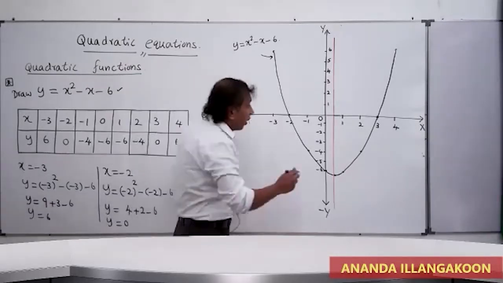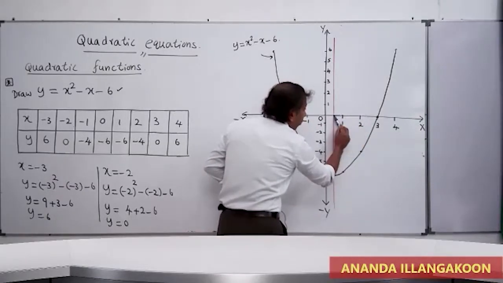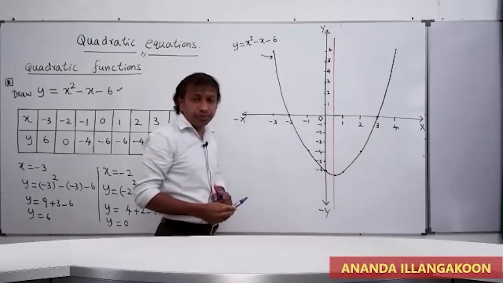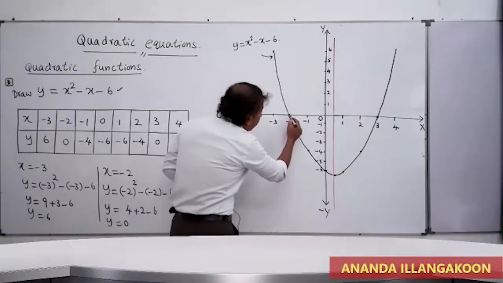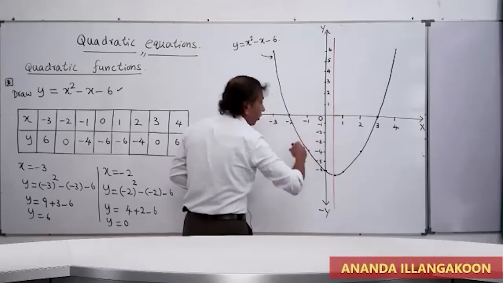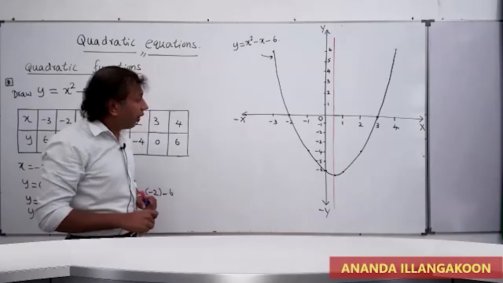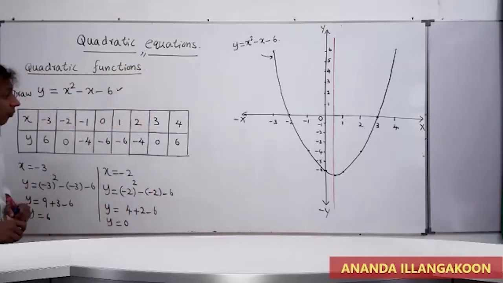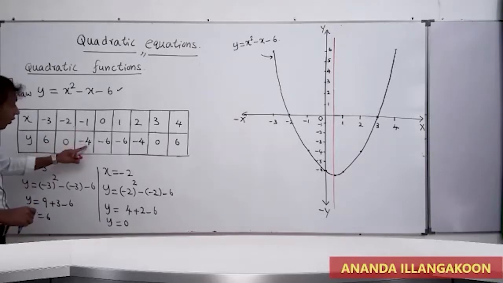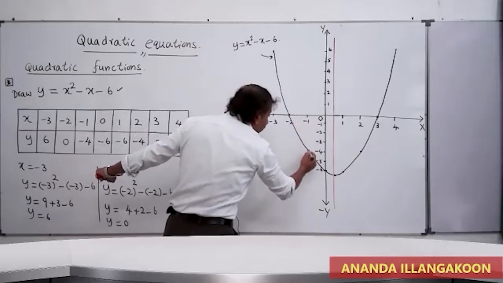Here, what is the length from this point to this 3? Half, 1, 2. From here to here, 2.5. The length to this point is 1 unit, half, 2.5. And you can very clearly understand, if we consider x equals minus 1, y is minus 4. Here, x equals minus 1, y is minus 4.